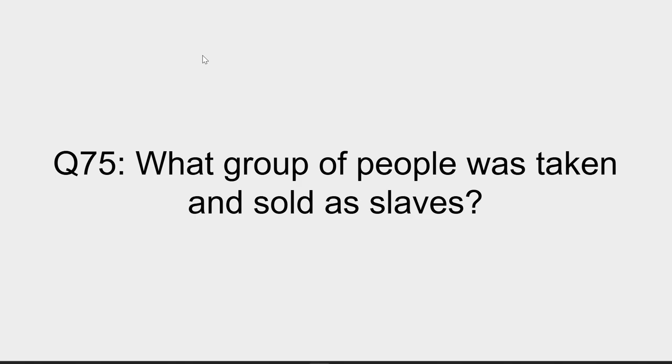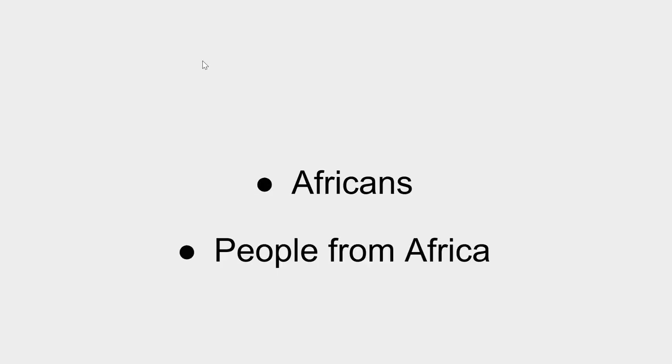75. What group of people was taken and sold as slaves? That answer is Africans or people from Africa. Just so you're aware, you need one answer unless the question specifically asks for more than one answer. The reason there's two choices here is because there's two choices that are correct. There's probably more, but these are the two that are listed on the study guide.